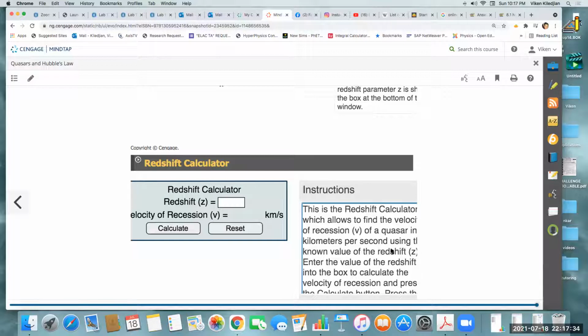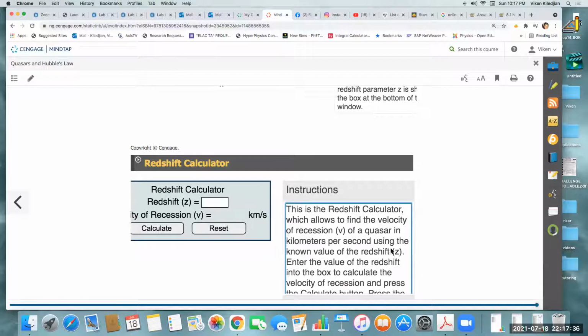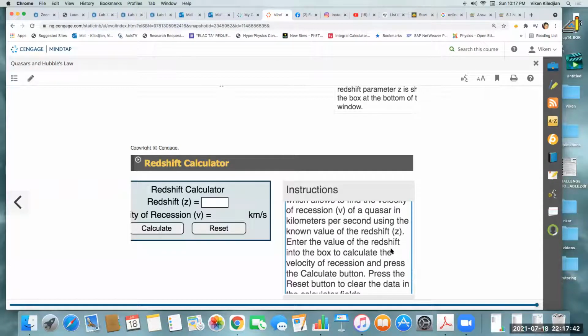Let's see what it says here. This is the Redshift calculator, which allows you to find the velocity of recession v of a quasar in kilometers per second using the known value of the redshift. Enter the value of the redshift into the box to calculate the velocity of recession. Recession means how fast something is moving away from you. Receding. Recede means to go away, to recede in the background. We use that word in English. Something when it's receding, it's furthering its distance from us. Press the reset button to clear the data.